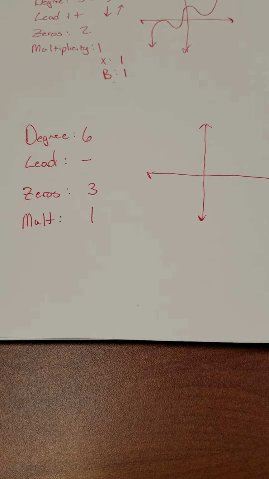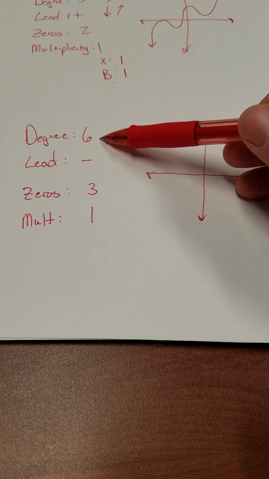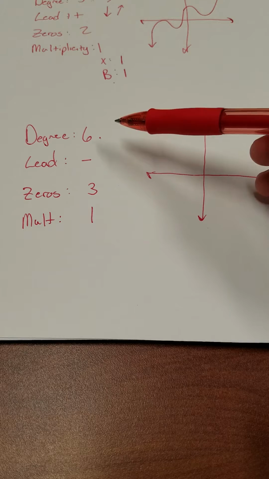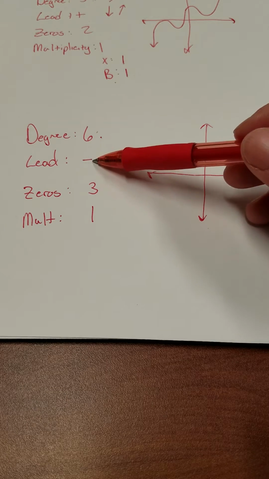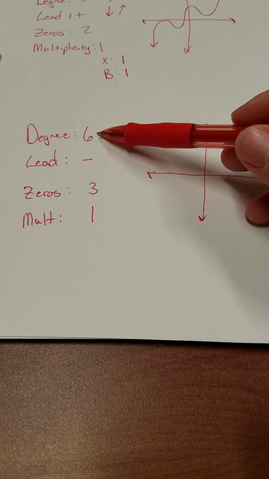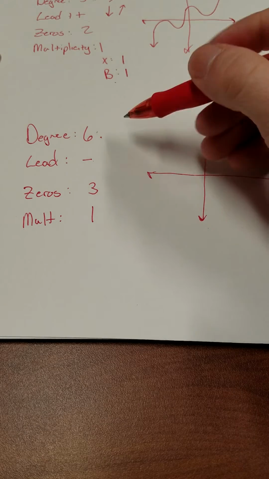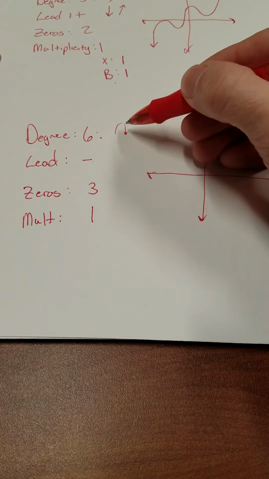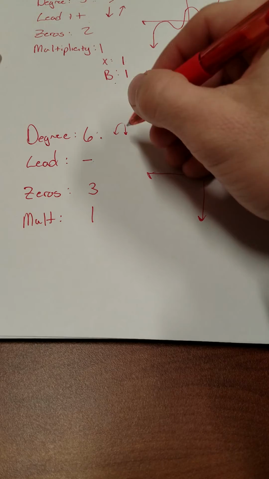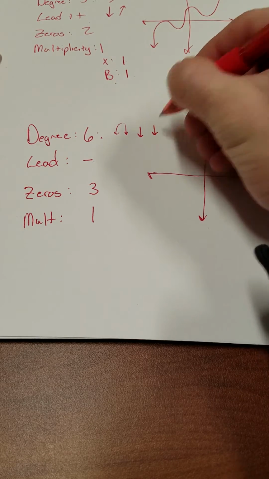Alright, hopefully you're done sketching at this point. Degree of 6 tells me that there's going to be 6 total directions. It is an even number, and it has a negative lead. So an even degree with a negative leading coefficient. That's a parabola, and a negative parabola goes upside down. So we know that end behavior is going to be down, down.